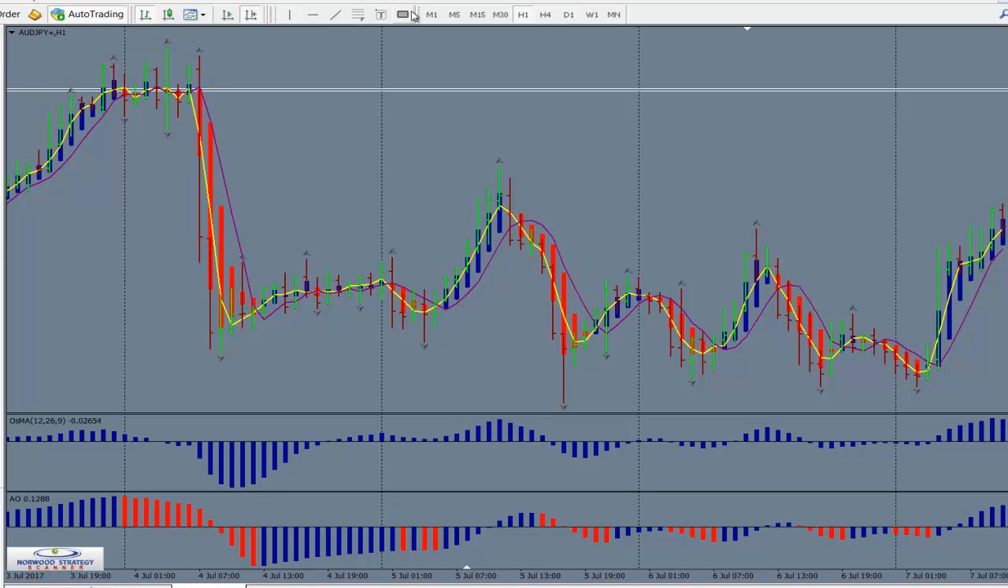Bars, I'm going to put a box around this area right here. And I'm going to put a line right here. Now, you see this on a 1 hour chart.